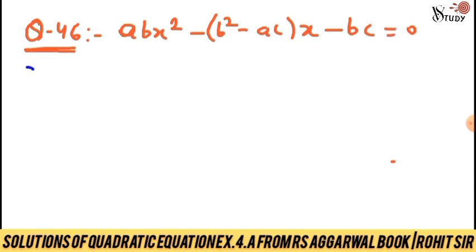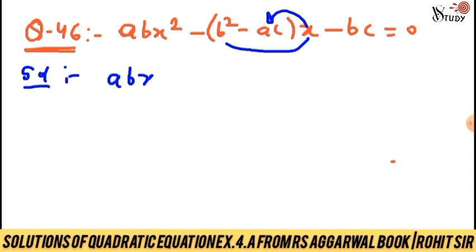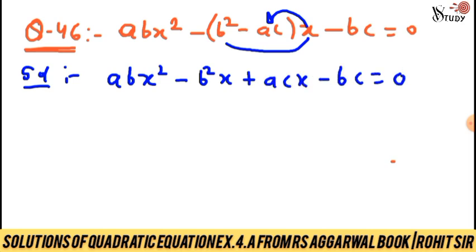So this question is a very easy question. What we have to do, first we have to multiply this x here and here. So we can say that we have to open the small bracket in the middle term. So let's open it. Now we have abx square minus b square x plus acx minus bc is equal to 0. Now take common from first two terms.